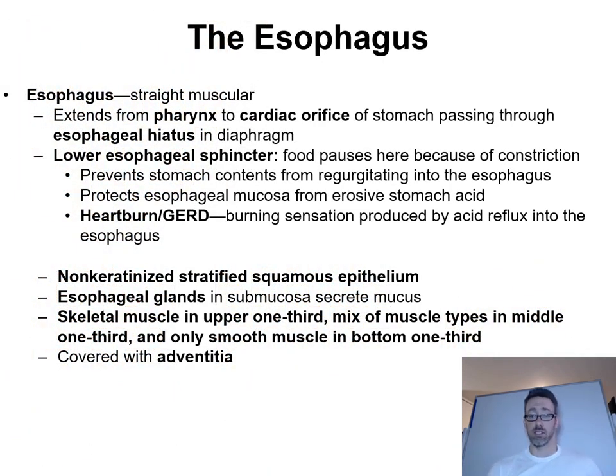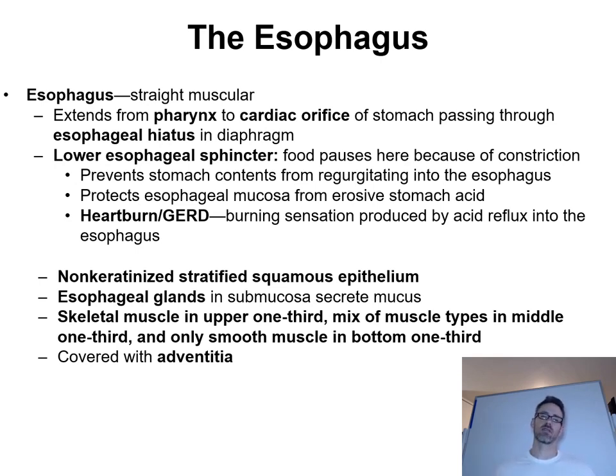So the esophagus is essentially a straight muscular tube that goes through the thoracic cavity, and it goes from the pharynx all the way to what we call the cardiac orifice, which is really the opening into the stomach, just below the diaphragm. And there's an upper esophageal sphincter where the pharynx connects with the esophagus. And then there is a lower esophageal sphincter, which connects the esophagus to the stomach.